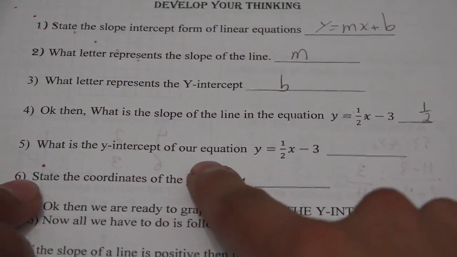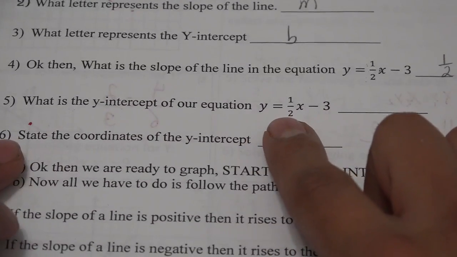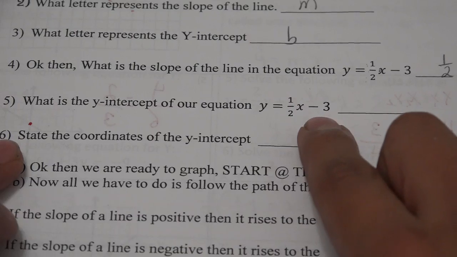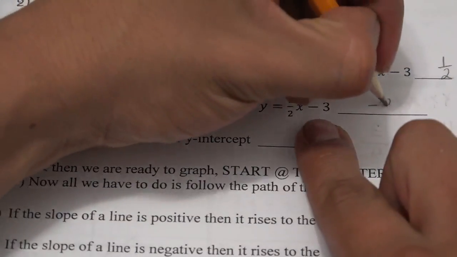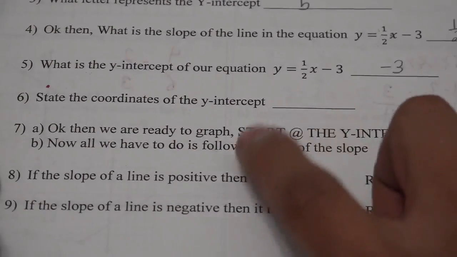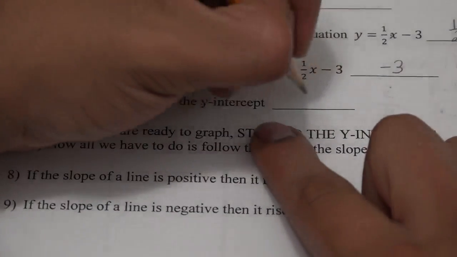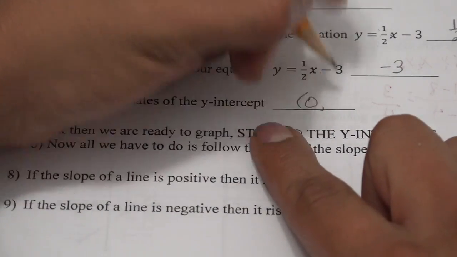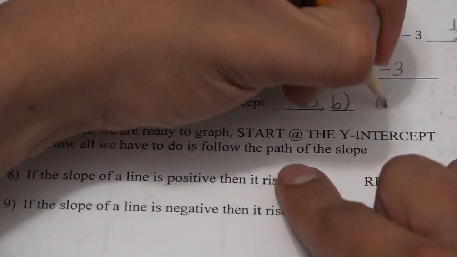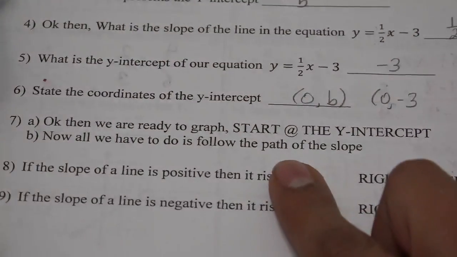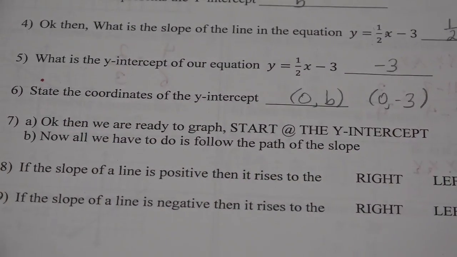What is the y-intercept of our equation? Well, the y-intercept is not the slope, and it's definitely not x. It's always the loose number when the equation is solved for y. So the y-intercept is -3. Last but not least, state the coordinates of the y-intercept. Right, 0, b. In this case, it will be 0, -3. Alright then, now we're ready to start graphing.